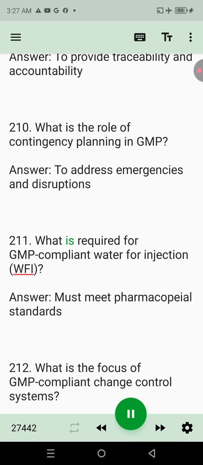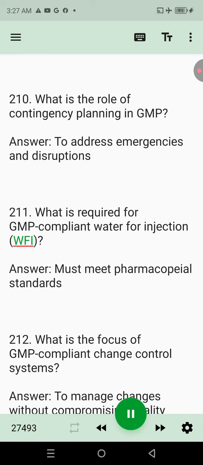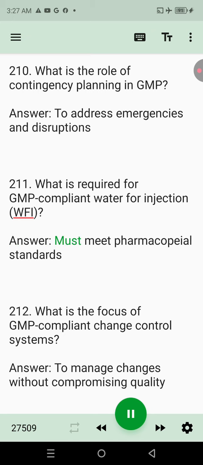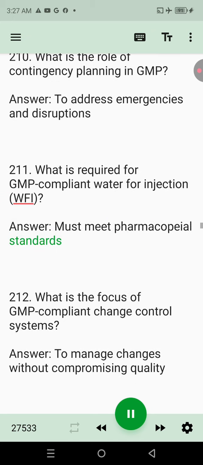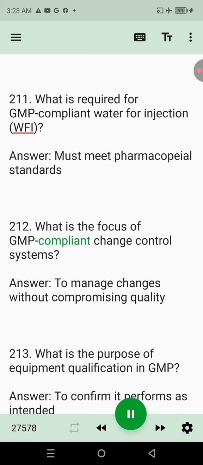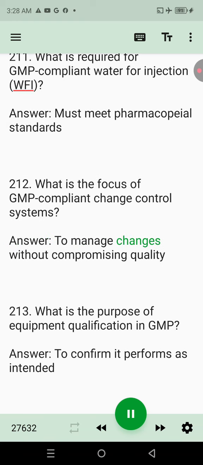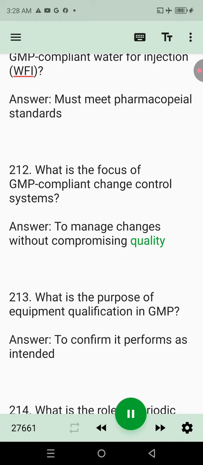211. What is required for GMP-compliant water for injection, WFI? Answer: must meet pharmacopeial standards. 212. What is the focus of GMP-compliant change control systems? Answer: to manage changes without compromising quality.